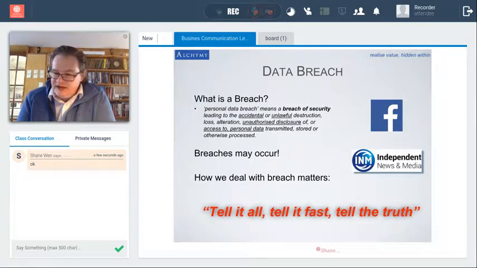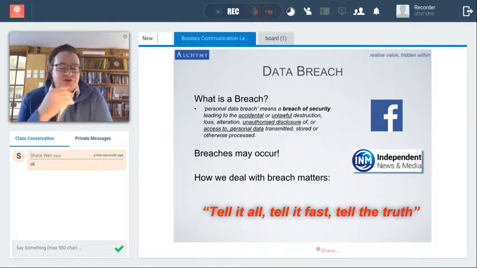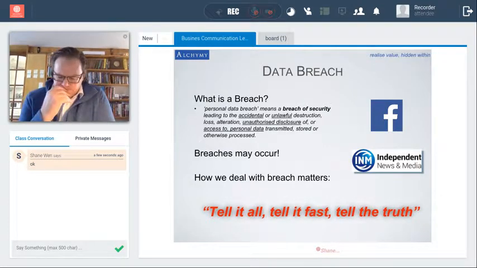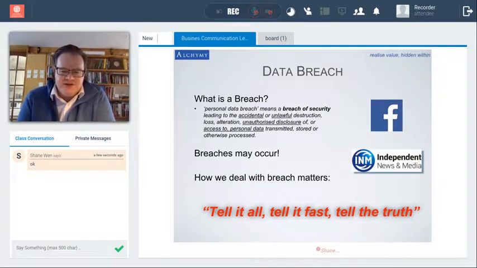It's not saying that it won't happen, because breaches will occur. But we need to do something to try and minimize that. And how we deal with the breach matters. So Independent News and Media is an Irish news organization. There is a court case going through at the moment, because a very well-respected Irish businessman has been accused of certain things.